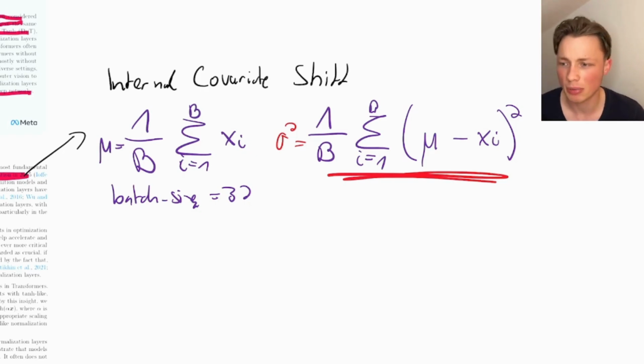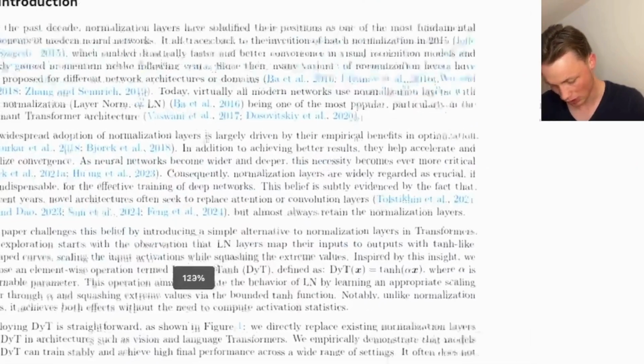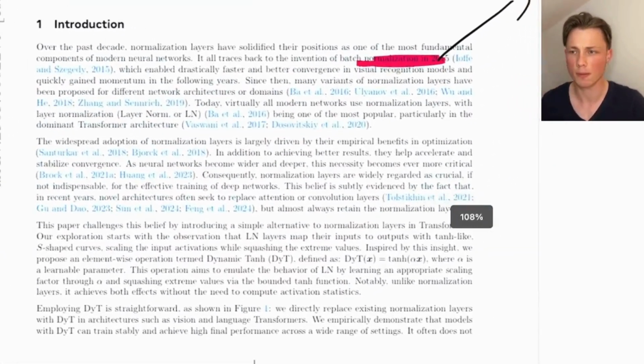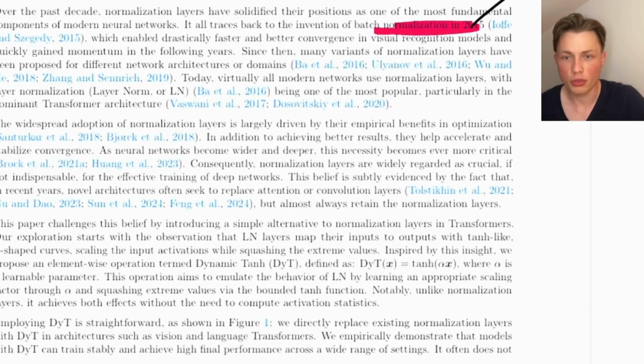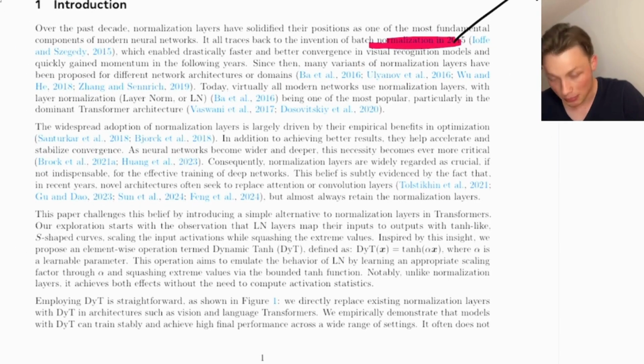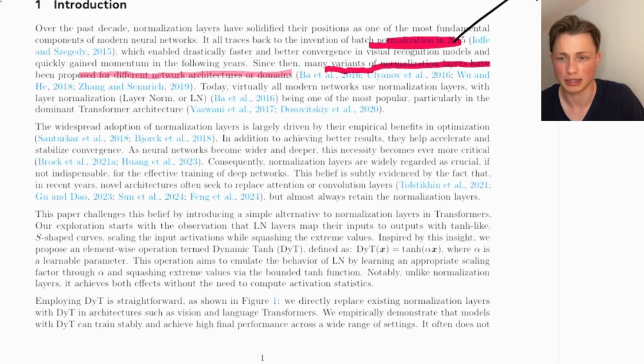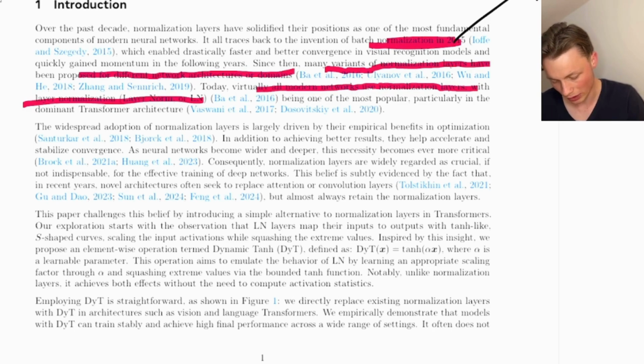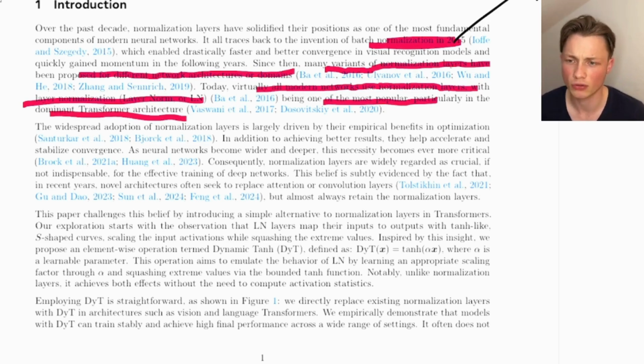So this is how batch normalization works, and maybe we can just continue with the paper. Since then, many variants of normalization layers have been proposed for different network architectures or domains. Today, virtually all modern networks use normalization layers, with layer normalization being one of the most popular, and dominant in transformer architectures. So in transformers, everyone is using LayerNorm, or currently RMSNorm is getting more and more famous.